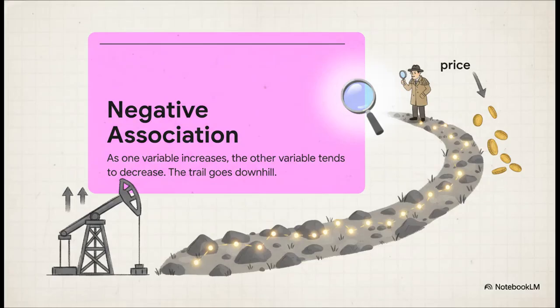And a negative association, you guessed it, it's a downhill trail. As we move from left to right, the dots tend to fall lower. You know, our oil price case file was a perfect example of this. As the oil production went up, the price went down. That trail was definitely heading downhill.